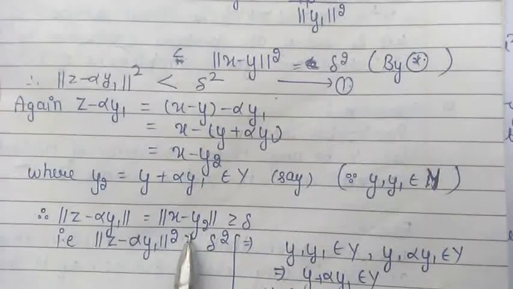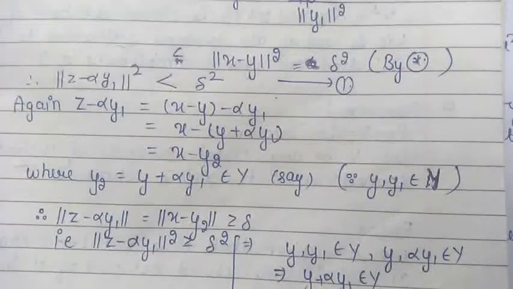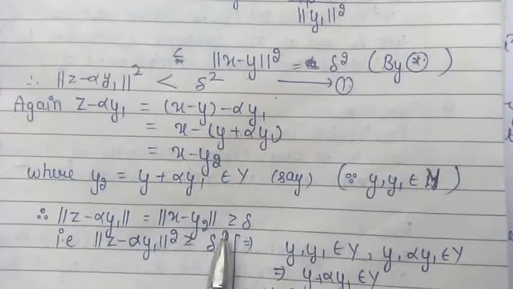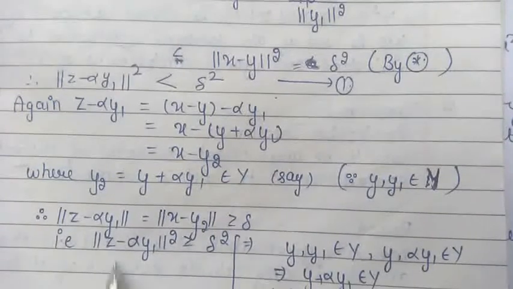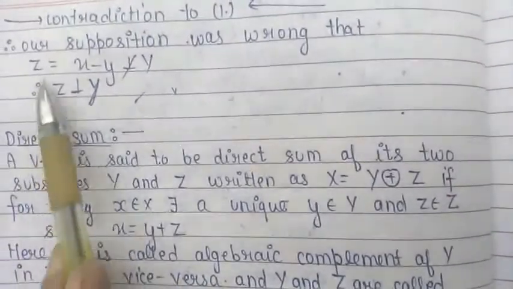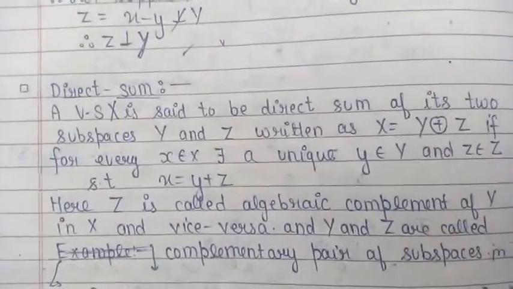Now because delta is the infimum of all the distances of all the elements of Y from the element x, by the definition of infimum, this will be greater than or equal to delta. Therefore we have obtained that the square of the norm of z minus alpha y1 is greater than or equal to delta square, which is a contradiction to equation 1. So our assumption is wrong. Therefore z is orthogonal to Y. So this proves the orthogonality lemma.